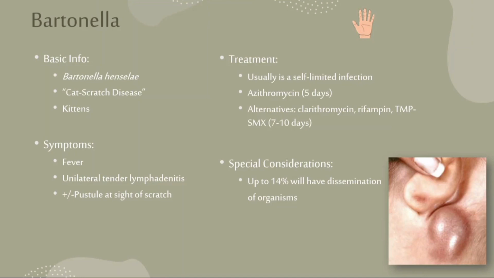A special consideration is that up to 14% will have dissemination. That's what they're covering for by treating everybody, just to prevent that, since it is a little bit of a higher risk. You can have hepatosplenic involvement, and you can have neuro or ocular disease involvement. So risk versus benefit is a huge one here with Bartonella.